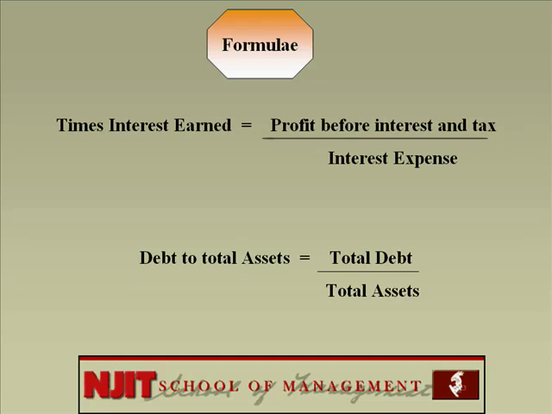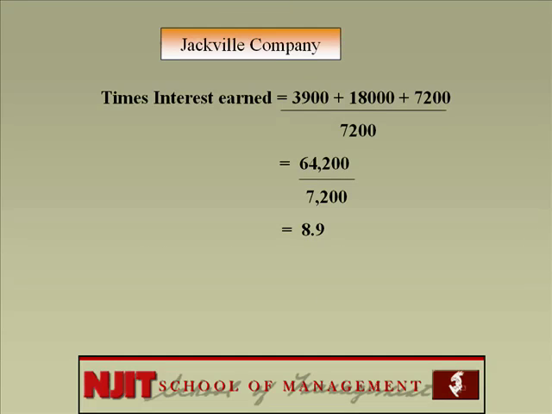How do we figure out times interest earned ratio? It's not as easy as it looks, right? It's profit before interest and tax. Okay, well the net income is 39,000, but that's after deducting tax of 18 and interest expense of 7,200. So you have to add those back to get the profit before interest and tax. And you divide it by the interest expense of 7,002. For Jacksonville Company, the times interest earned comes to around 8.9.